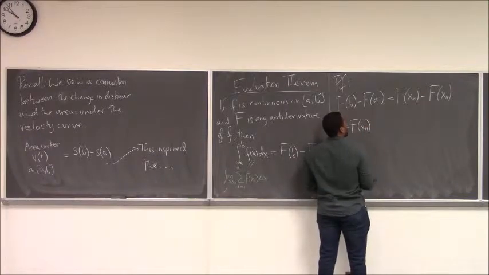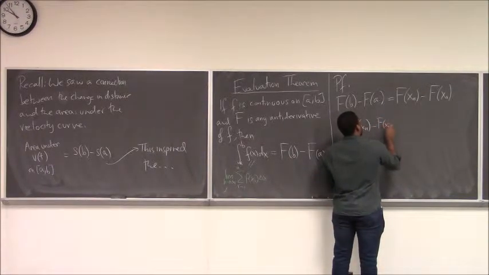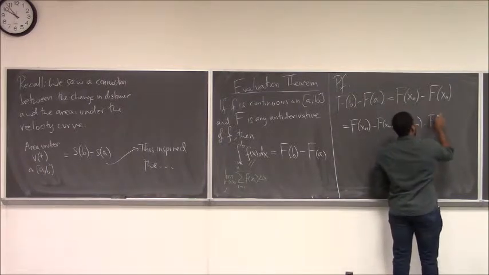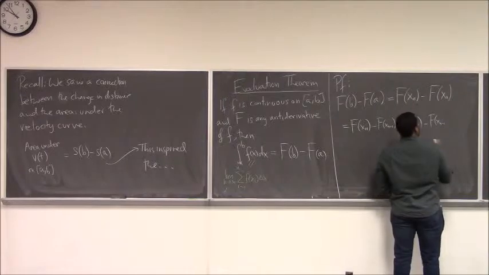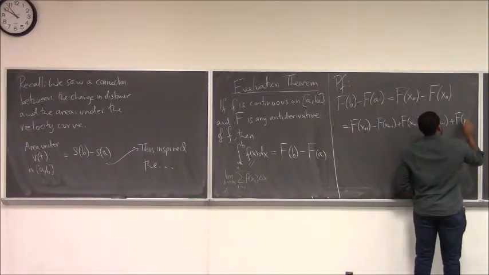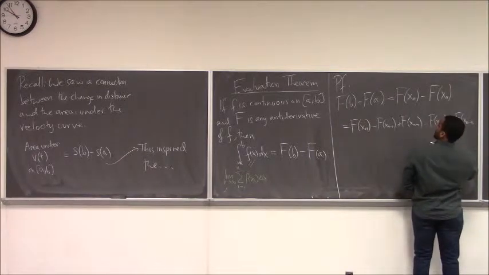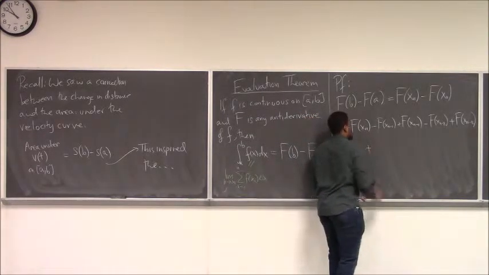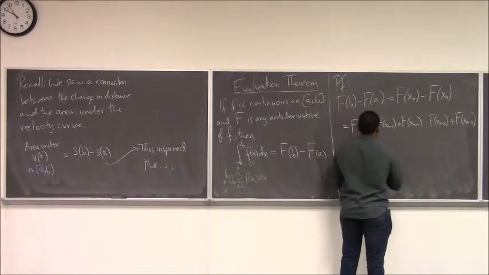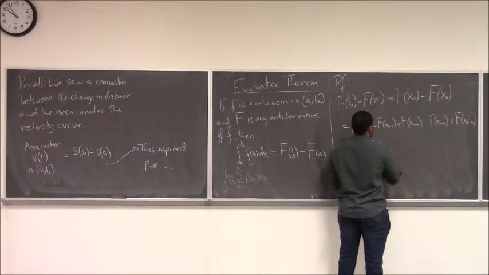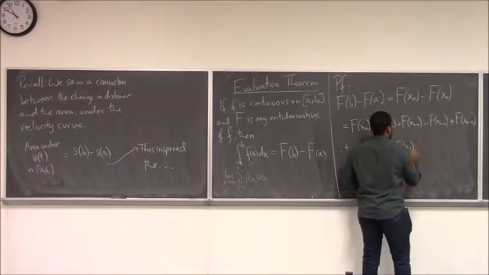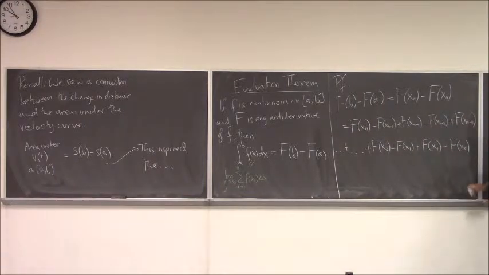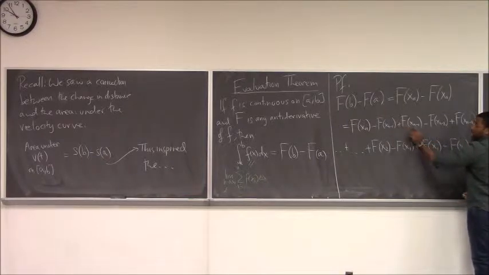So I'm going to subtract f of x n minus 1 and add f of x n minus 1. Then I'm going to subtract f of x n minus 2 and then add f of x n minus 2, plus, okay, I'm doing a lot of this stuff. Plus, ultimately, let's do the last few. I would end up with f of x2 minus f of x1 plus f of x1 minus f of x0. Okay? So I'm adding and subtracting all these middle terms to get the other xi's into play.